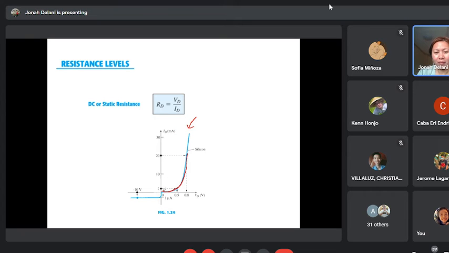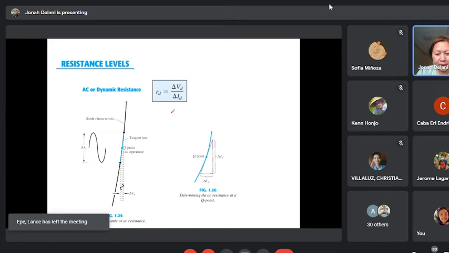Of course, at this part, lahi iyang resistance. At this part, lahi po iyang resistance. Right? And since the curve is not linear, it does not have a constant resistance. Pero kaning diri dapita, it looks like a straight line naman. So the resistance can be approximated.